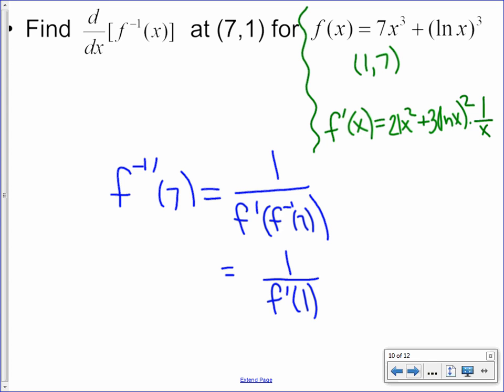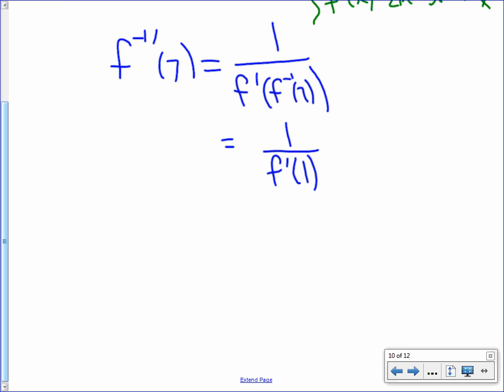We want the derivative at 7,1. Okay. So we're finding f inverse derivative evaluated at 7. It's just like a little add-on. Well, because that's the coordinate that would be on that one. That's the coordinate on this function. 7,1 is the inverse point, and that's where we're evaluating the derivative.